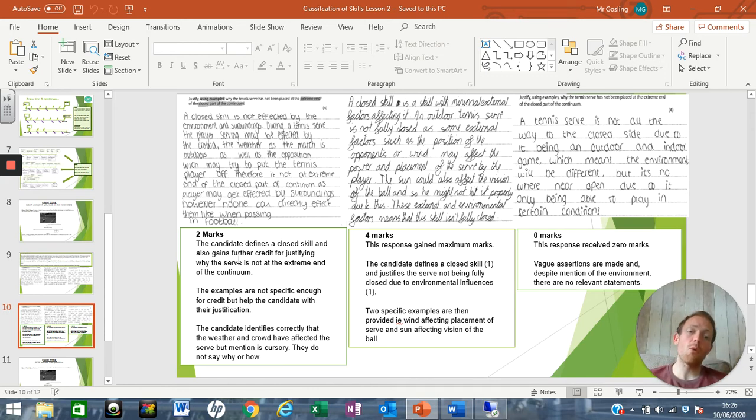So before you go and write your answer, I'd have a read of this. Obviously, don't copy it. I know exactly what the answer says. So you can do your own answer. Try and use different examples if you can, and see why that got 4 marks. And then the last one got 0 marks. It doesn't really give anything. It doesn't say what a closed skill is properly. The examples aren't good enough. So see if you agree with it, see why, get your head around why they each got given those marks, and then meet me on the next slide.